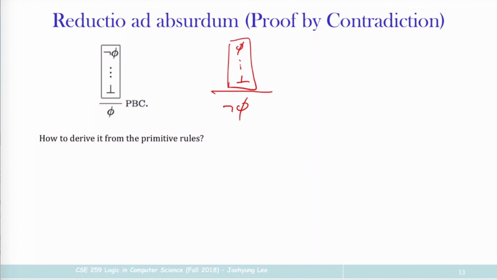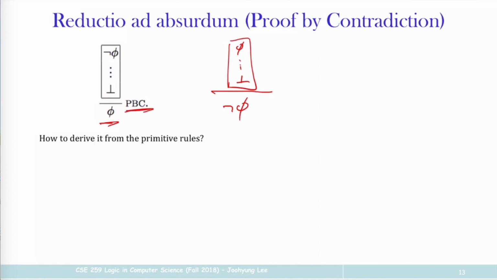So if you assume not phi, let's say this way, proof by contradiction works like this. You have to prove phi is true. Okay? But in order to prove this, you're assuming that the negation of phi is true. And from this, if you can derive a contradiction, then it follows that phi is true. Okay? So let's do this.